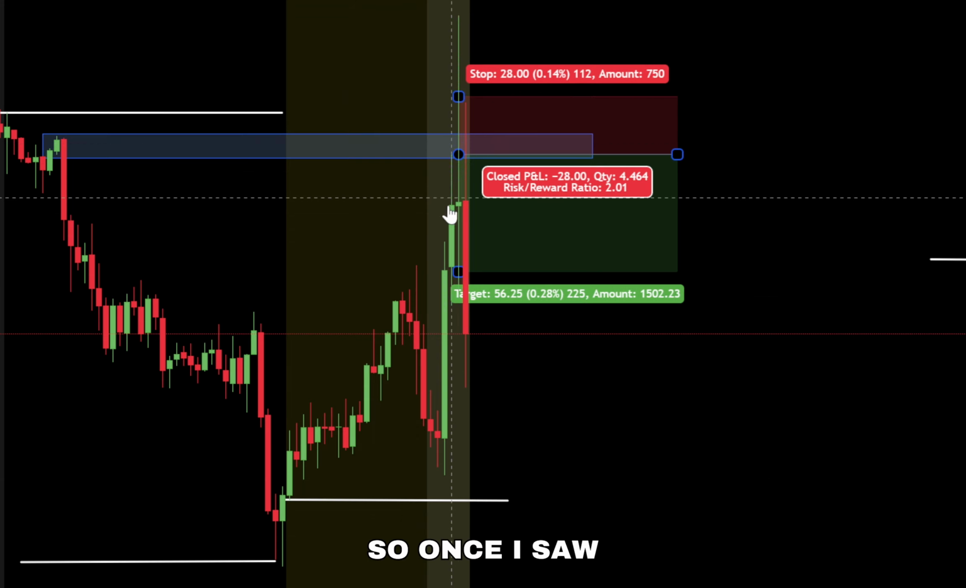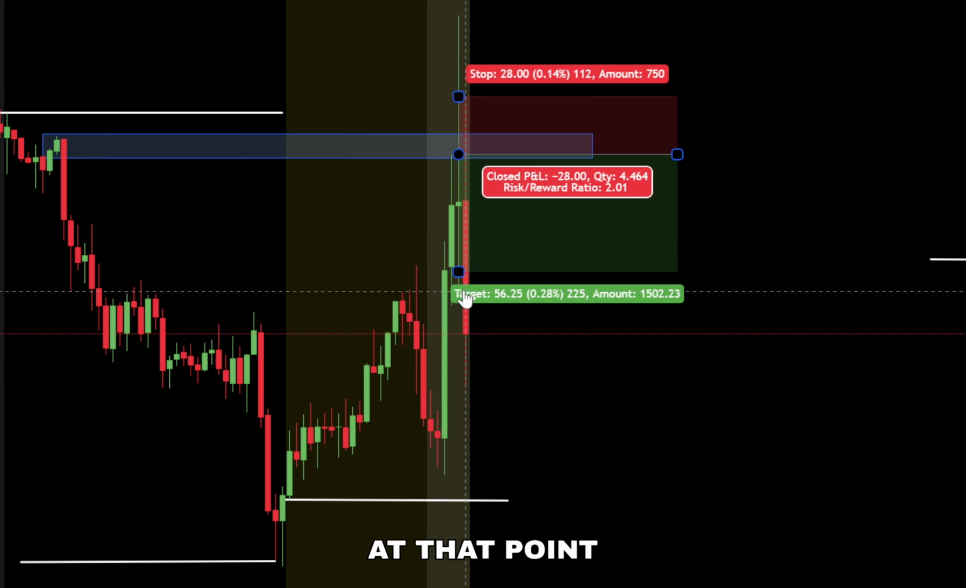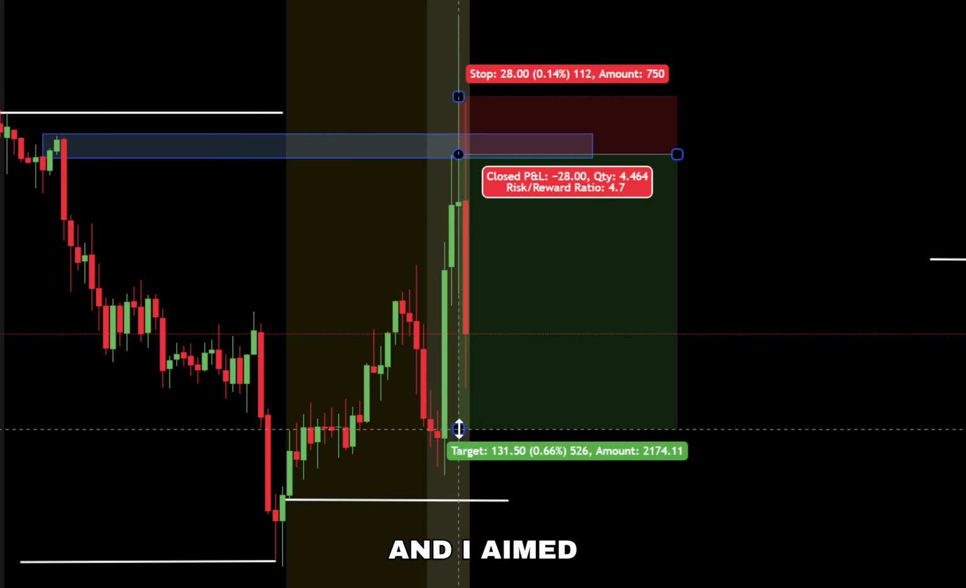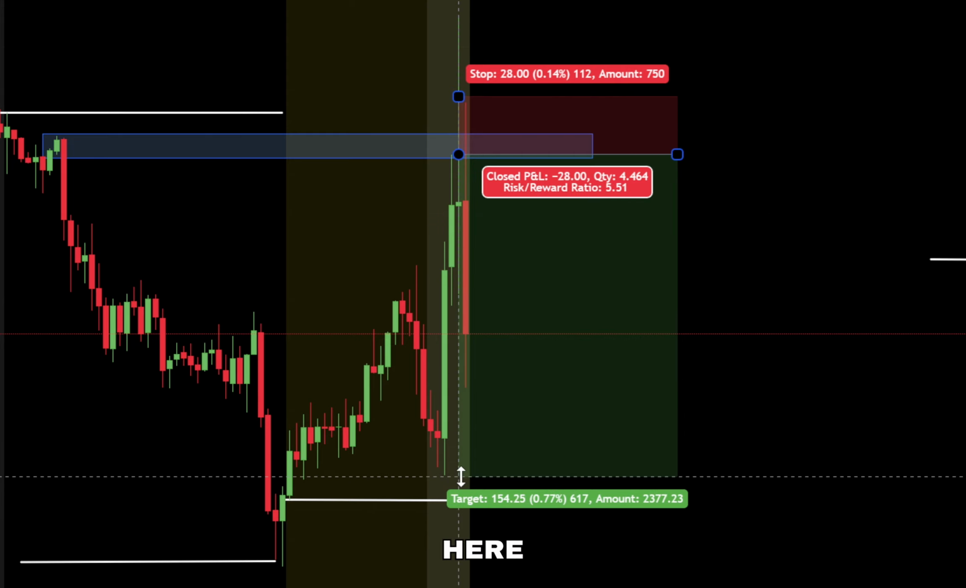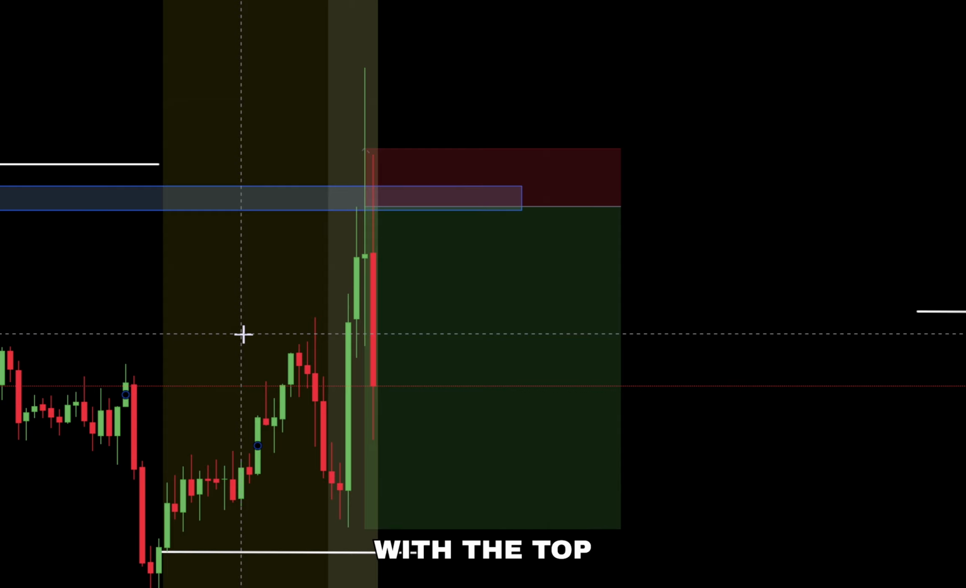So once I saw the candlestick come up and then reject, at that point I got inside of this trade and I aimed for liquidity, which was down here. But all I needed was a 1 to 3 and I was already halfway done with the Top Step challenge.